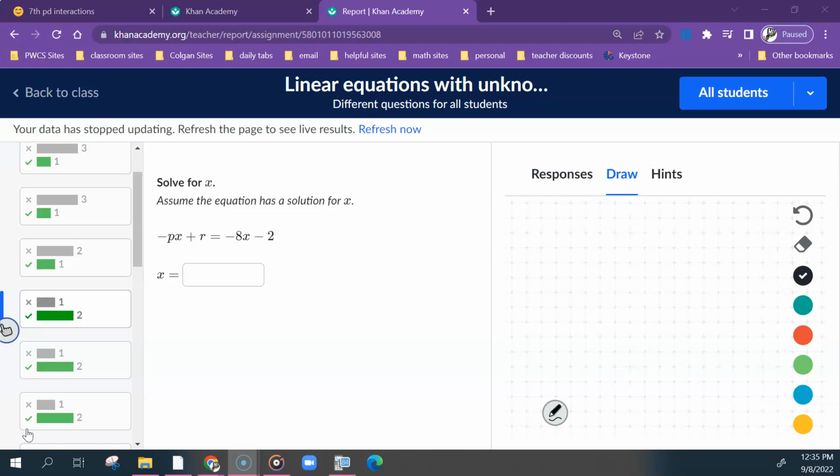So you want to get all of your x's, or whatever the variable is, on the same side, so I can either move 8x over, or move px over. I'm going to choose to move 8x over. I also want to get rid of anything that does not have an x, so I can get rid of r, move it over to the right, since I moved 8x to the left. So that would give me negative px plus 8x equals negative 2 minus r.